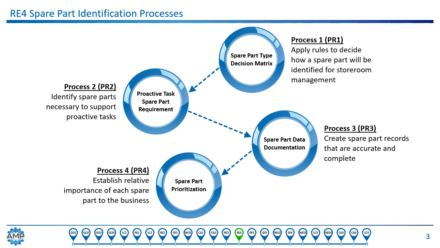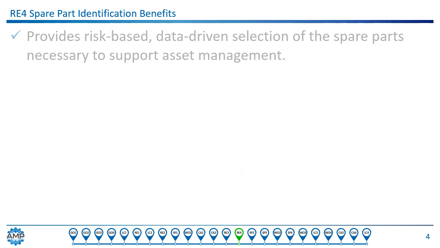Finally, in process 4, just like the other processes, we're going to establish some relative importance of each spare part to the business by prioritizing them based on typically the failure mode priority. Linking spare part requirements to failure mode priority gives us clear criteria to provide risk-based input to the inventory management program about what to stock or not to stock from a reliability perspective.